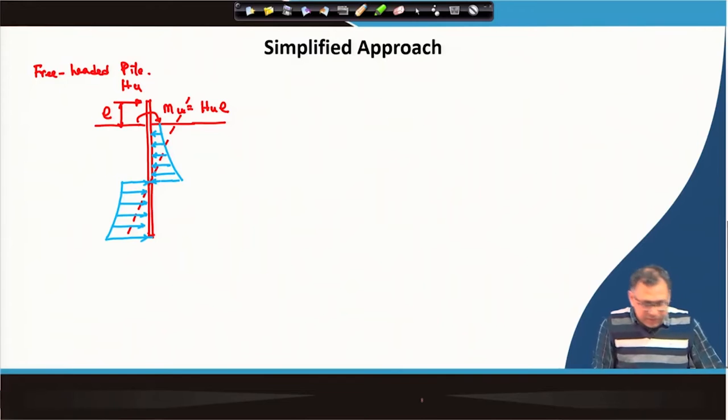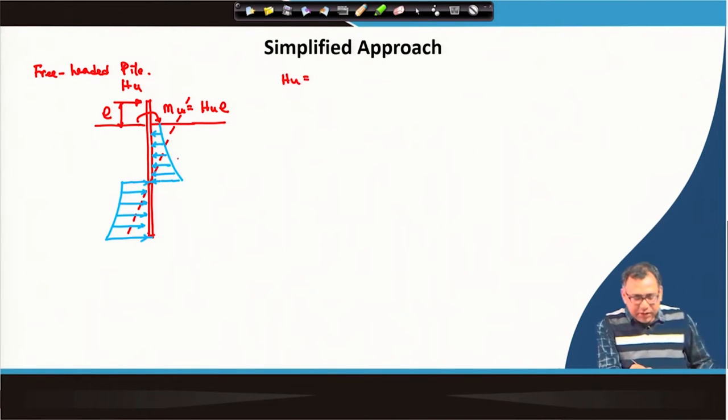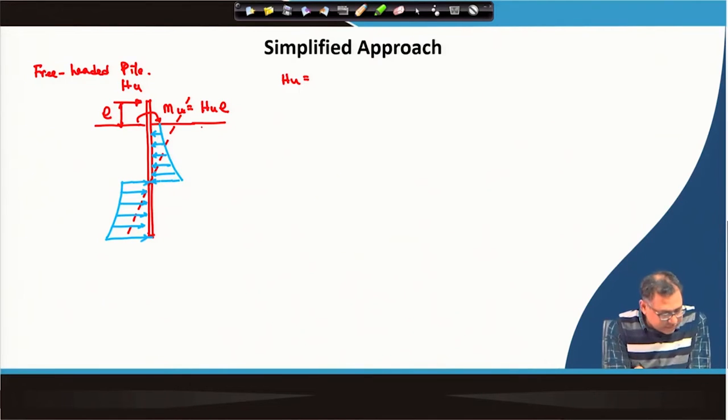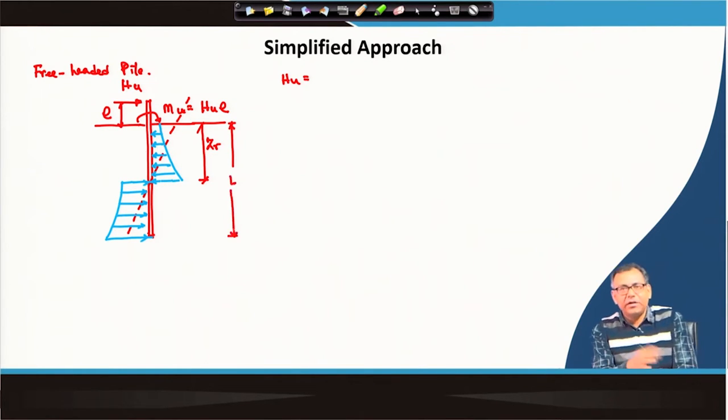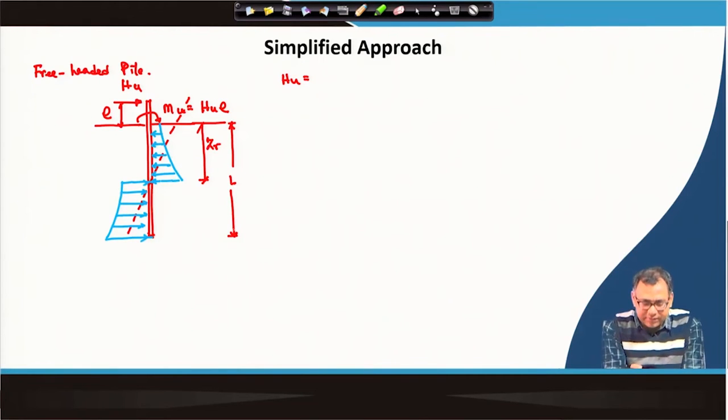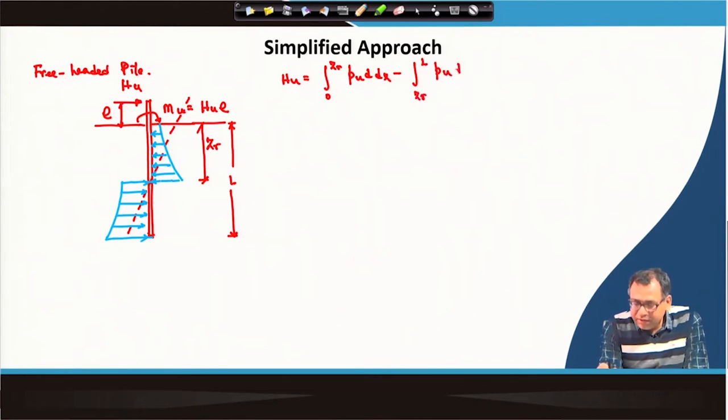I am showing one particular case, that H u will be equal to the net reaction. Suppose this is Z r, where Z r is the point of rotation, where the soil distribution changes. Within the Z r portion the passive resistance is acting from right to left, and below it is acting from left to right. So, we can write that H u is equal to the integral from 0 to Z r of p u d dz, and then minus, because this is in the opposite direction, the integral from Z r to L of p u d dz.